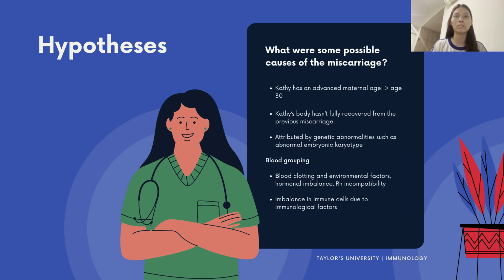These hypotheses include advanced maternal age, which is well known to cause miscarriage. It could have also been because Katie's body wasn't recovered from the previous miscarriage before having another baby. Another hypothesis was the attribution by genetic abnormalities such as abnormal embryonic karyotype. Lastly, our group also included blood grouping as another hypothesis.